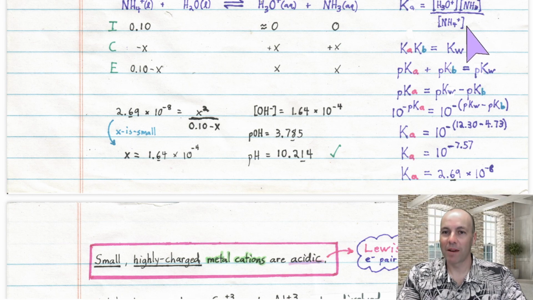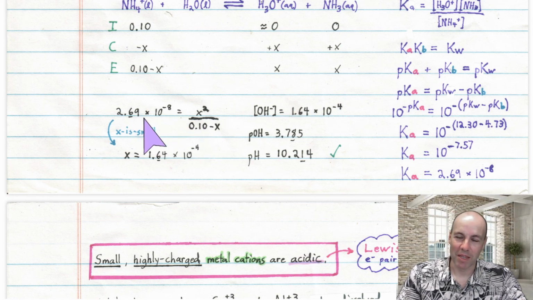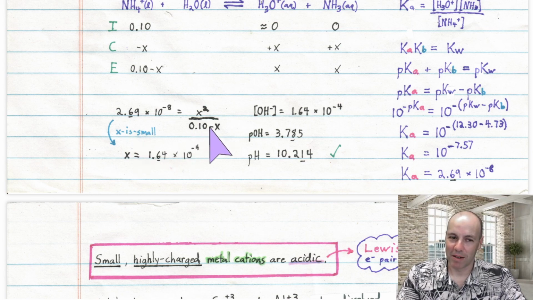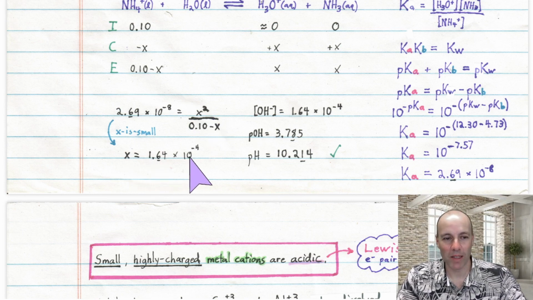So now that we have everything, here's our equation. We can solve for x. And you can use the x-is-small approximation here because the initial concentration is much bigger than 1,000 times the equilibrium constant. So it's definitely safe to use x is small. You can ignore that x down here, covered up. You can ignore it, and it would be easy to solve for x doing it that way. So x comes out to 1.6 times 10 to the minus 4.